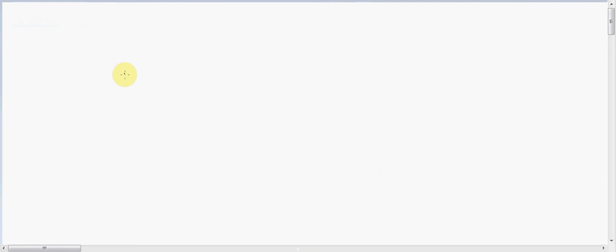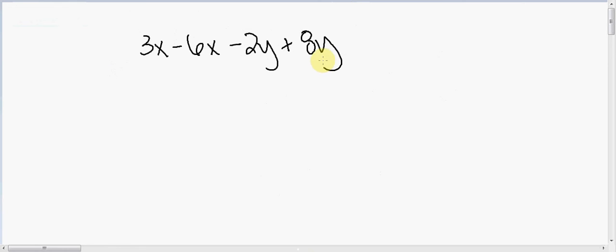Okay, let's look at one more here. Let's say we have 3x minus 6x minus 2y plus 8y. Alright, in this case, what we're going to do is underline like terms. So I see that this term and this term, those are like terms, and this term and this term right there, those are like terms because they both have y's. Notice I use one underline for the x's, two for the y's. That's just to differentiate between the terms that I have here.